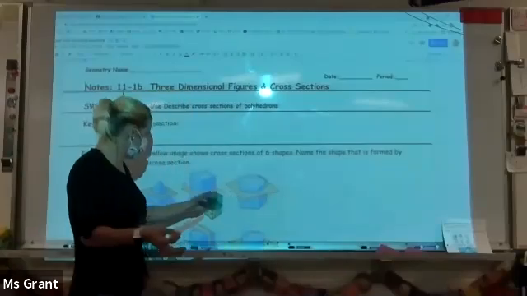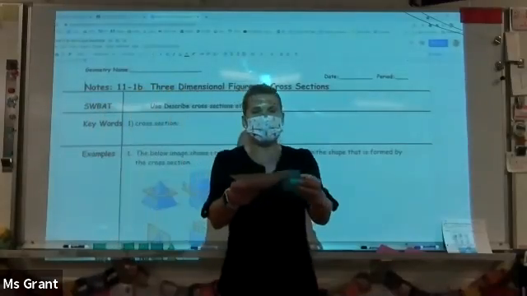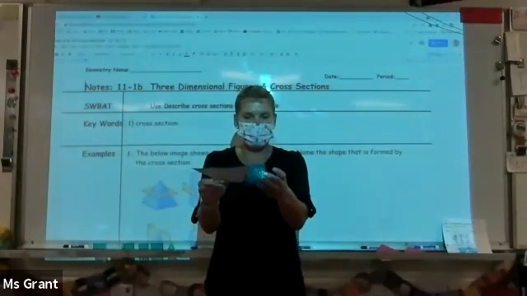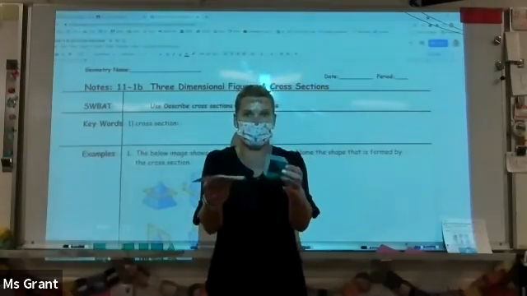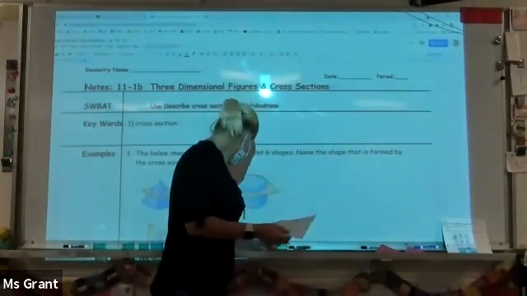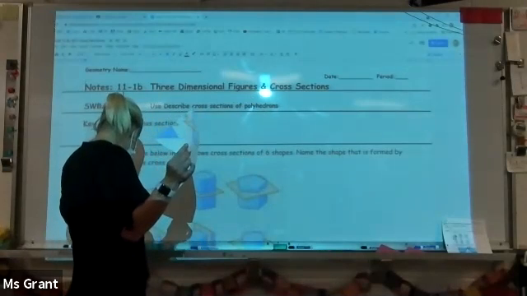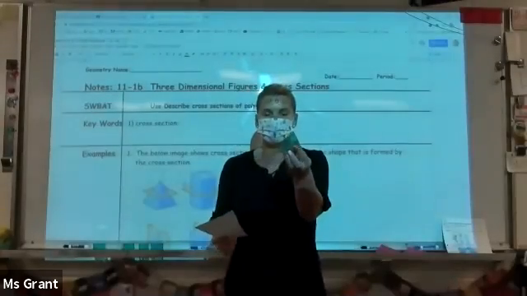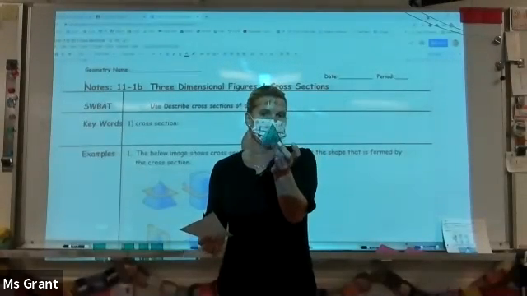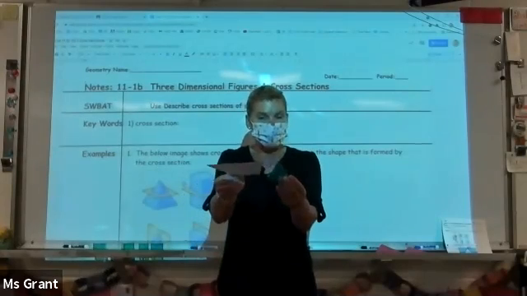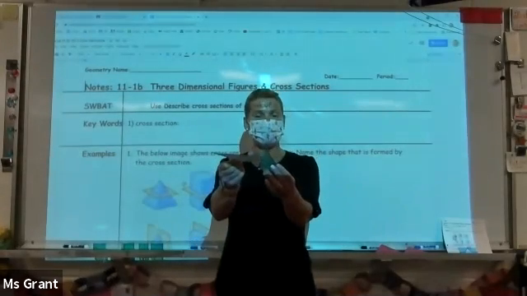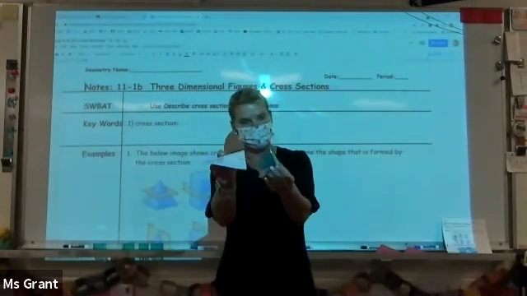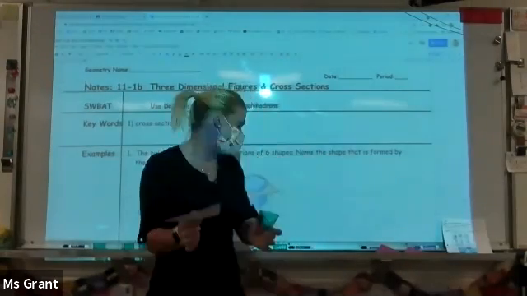And as you can see, there's pictures here. It creates a new shape. So obviously when I make a cross section out of a cube, the shape that's created is a square. But what's different is if I have a pyramid. So lots of triangles, but even still, if I create a cross section, my cross section would be a rectangle. Do you see how it would be a rectangle if I cut through it? I'm sorry, a square, the shape of the base.